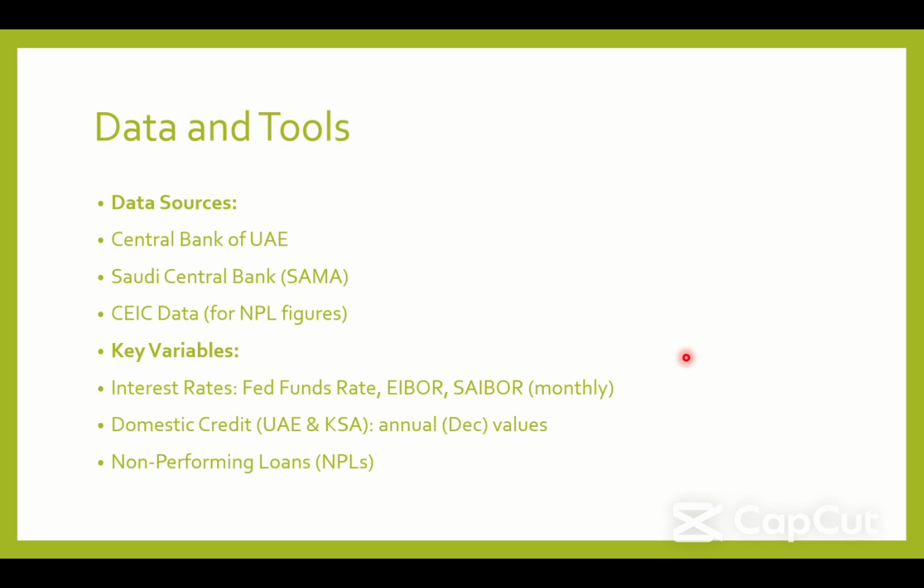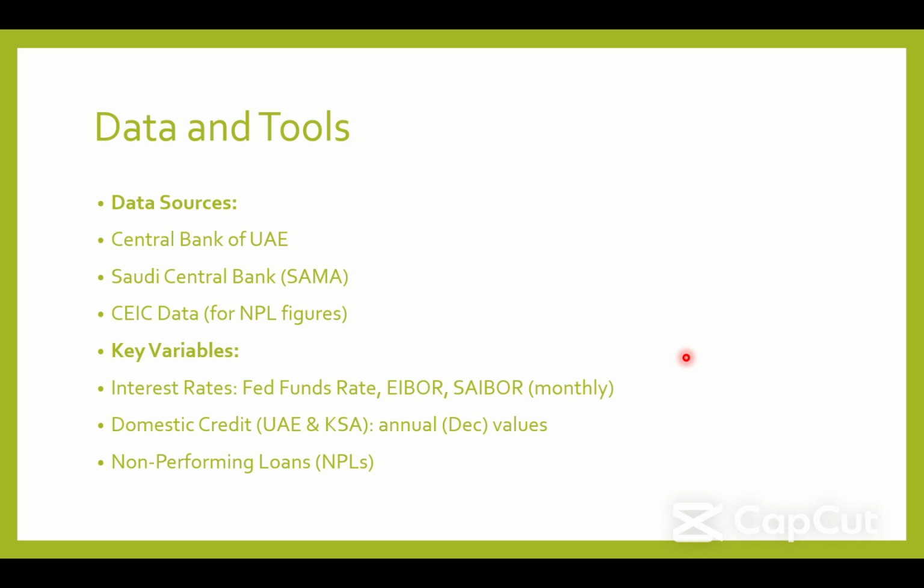Okay, so now we're going to be looking at the data sources and key variables. For this study, I used data from reliable and official sources. From the Central Bank of the UAE, I took their monthly and quarterly bulletins and financial stability reports. From Saudi Arabia, I used data from the Saudi Central Bank, also known as SAMA. They provide financial statistics and loan-related data. And to track non-performing loans, I used graphs and datasets from CEIC data, which is a global economic database.